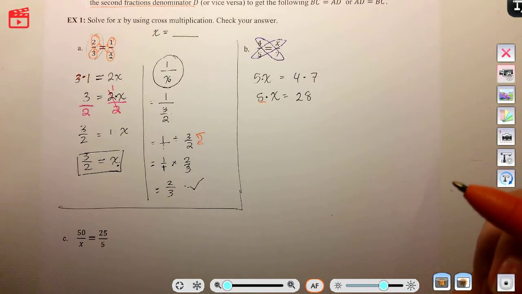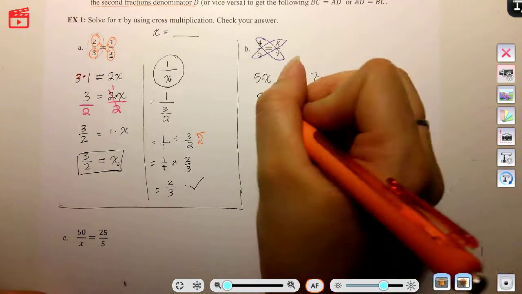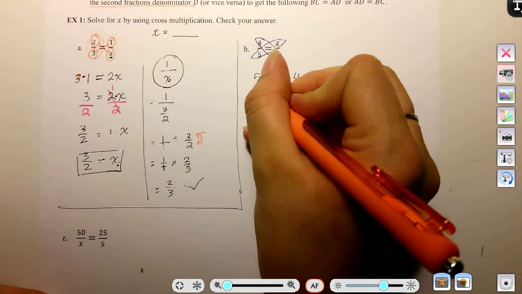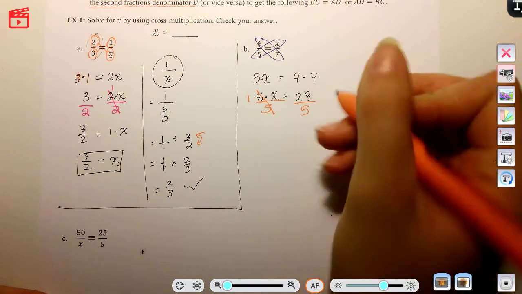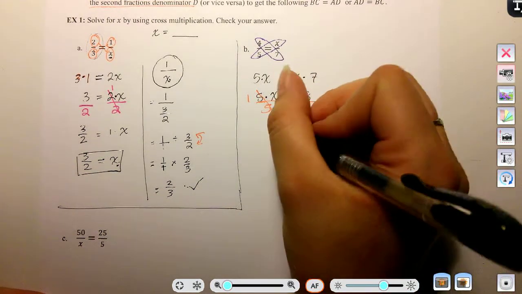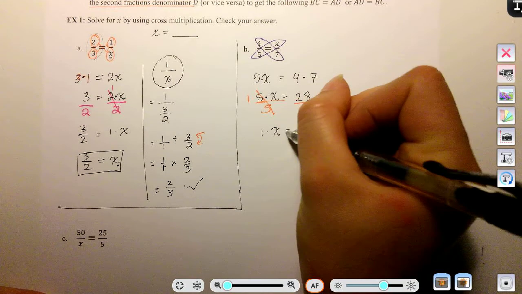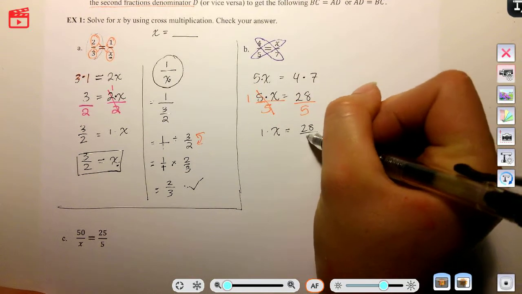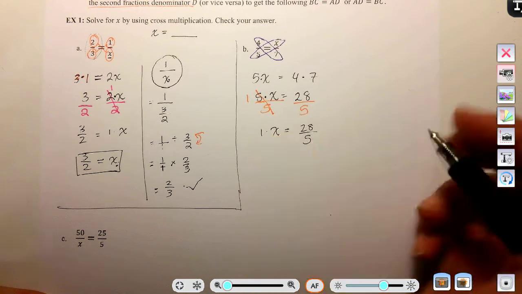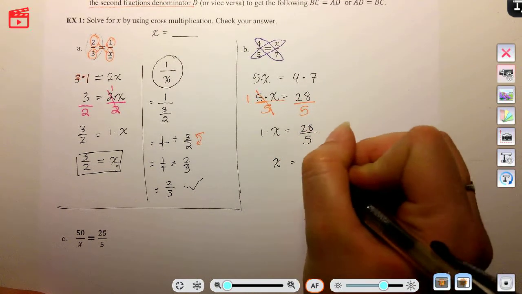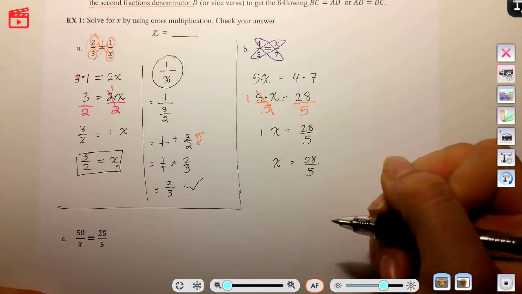So how do you undo multiplication? Remember, we divide. So we're going to divide both sides by 5. Then we have 1 times x equals 28 divided by 5. Well, 1 times x is just going to be x equals 28 over 5.